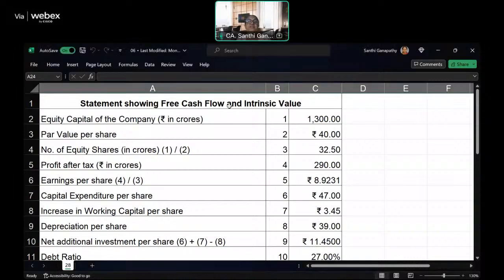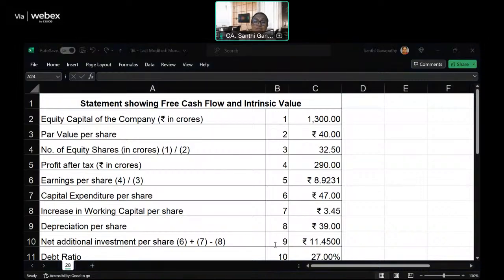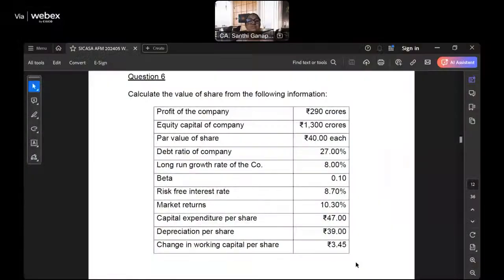What is the free cash flow? And we are interested in the intrinsic value. The requirement of the problem: find the value of the share. They have not said using free cash flow, but we need to infer that it is using free cash flow. The problem doesn't mention that we have to use free cash flow, but we have to infer it because you are given capital expenditure, you are given working capital. So all this indicates that we have to use free cash flow.